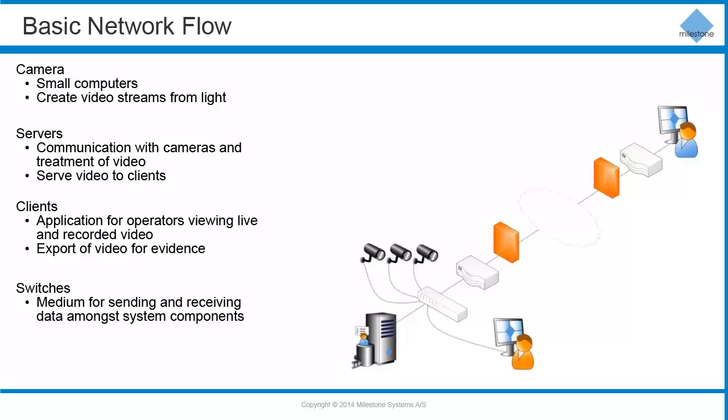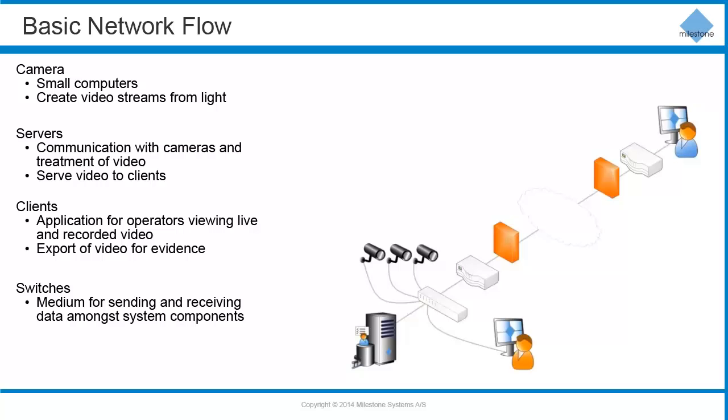What about switches? The switching infrastructure is the medium of sending and receiving data among all the components of the surveillance system. As mentioned before, each camera has its own network cable that is connected to a switch. From the switch, there is a cable connected to the recording server. Depending on the size of the camera network, multiple switches may be involved.